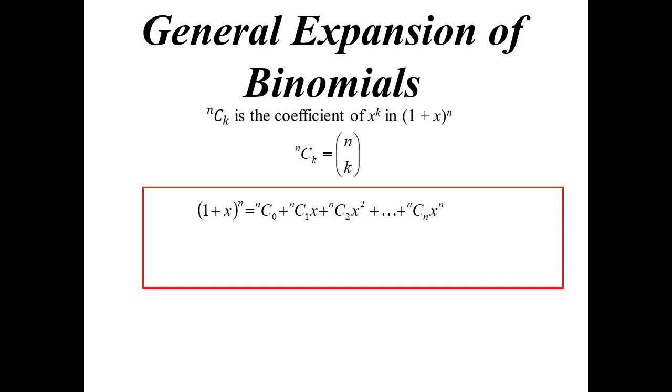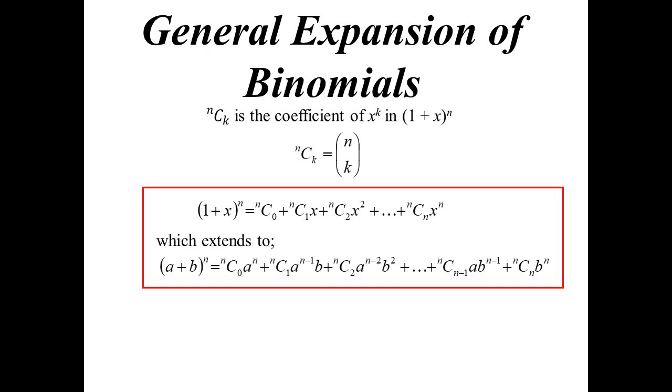Well, having just 1 and x isn't really useful because we want to be able to expand out any binomial. So we can extend this idea. What if it's (a + b)^n? Still the same pattern. The binomial coefficients will go nC0, nC1, nC2, all the way up to nCn. But what we do is we start with the first pronumeral, which is a in this case, and that'll be to the power of n.